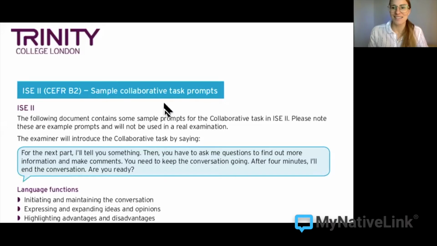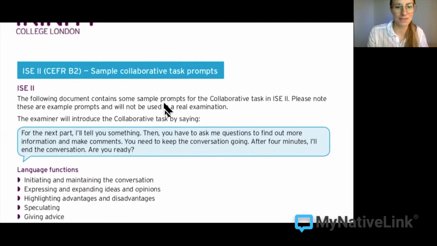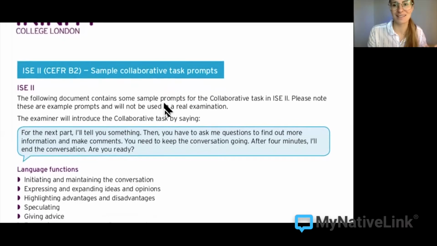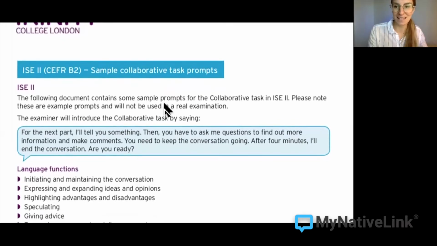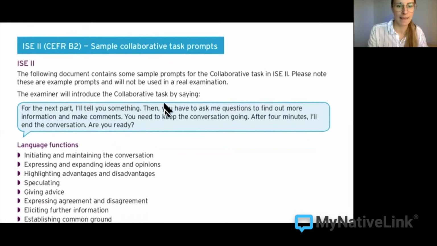Next, we're going to look at some examples on how to do this, and we're going to look at some prompts the examiner might give you from the website of Trinity. As you can see here on this page, you can find the different things you need to know to do the collaborative task. So this document is going to show you different examples of beginnings of the collaborative task.